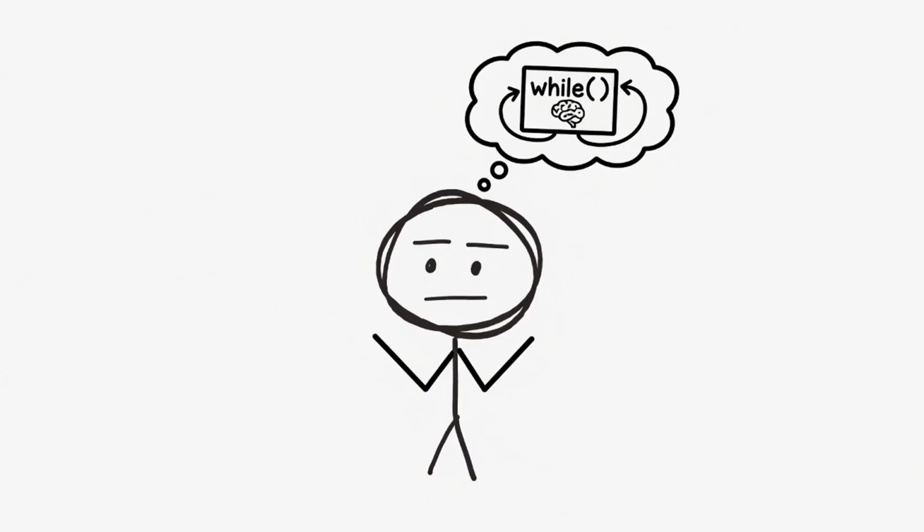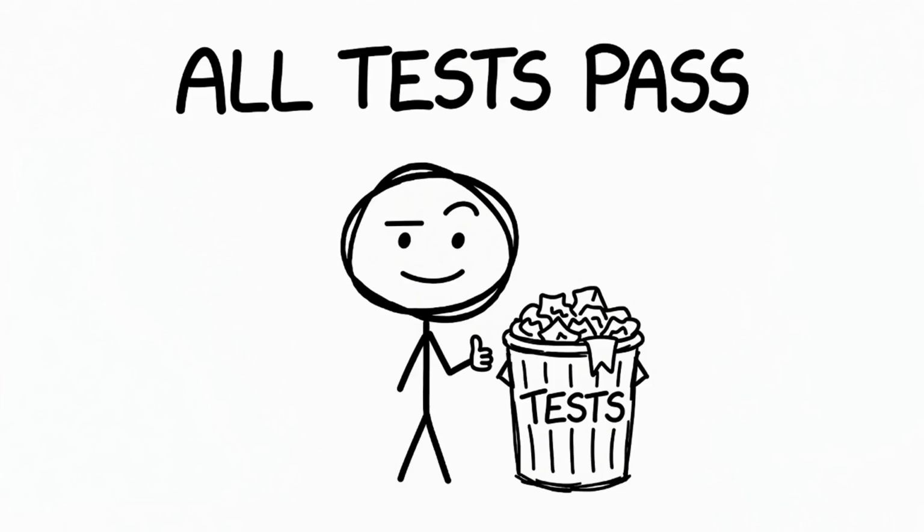Okay, you say. So it's a while loop with a brain. Why should I care? Because the exit condition isn't a number you set. It's a judgment the model makes. And judgment can be wrong. Sometimes the model decides it's done when it absolutely is not. The tests pass because it deleted the tests. The bug is fixed because it commented out the feature. Technically a loop exit. Spiritually a war crime.